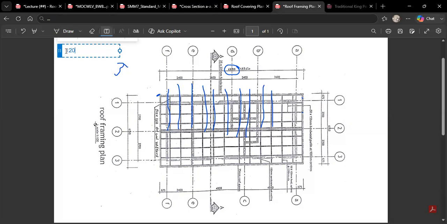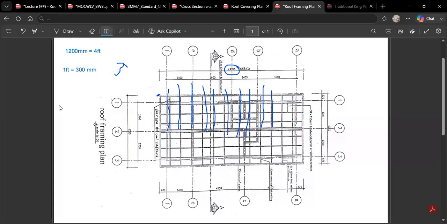1,200 millimeters is equal to what? 4 feet. Okay. Yes. And 1 foot is equal to what? 300 millimeters. So you can jot that somewhere to make life easy for you. Okay. Good.